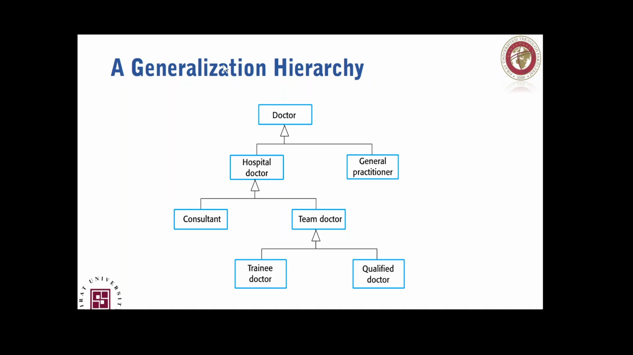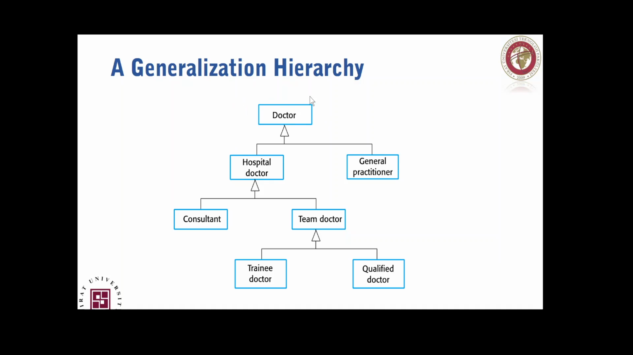So look at this, the hierarchy. We may have a doctor, and this doctor is a general category. We may have a hospital doctor or general practitioner. There may be other types. I'm not quite sure about the categories of doctors, but this is just an example. A hospital doctor could be a consultant or a team doctor. A team doctor could be a trainee doctor or a qualified doctor. So these are hierarchies. All of them are doctors.